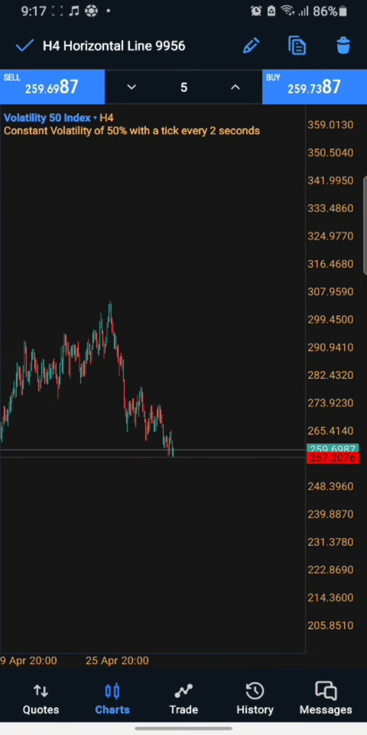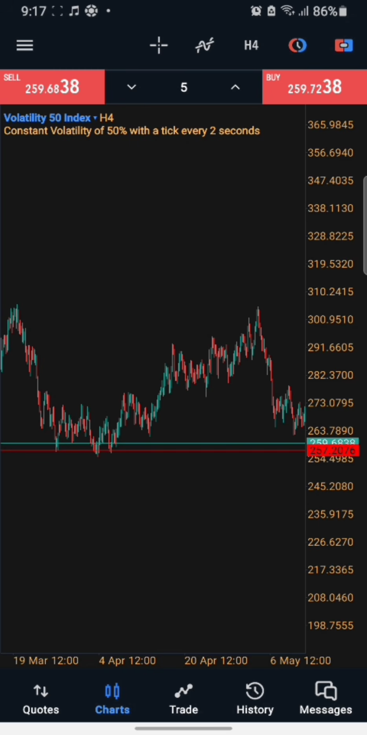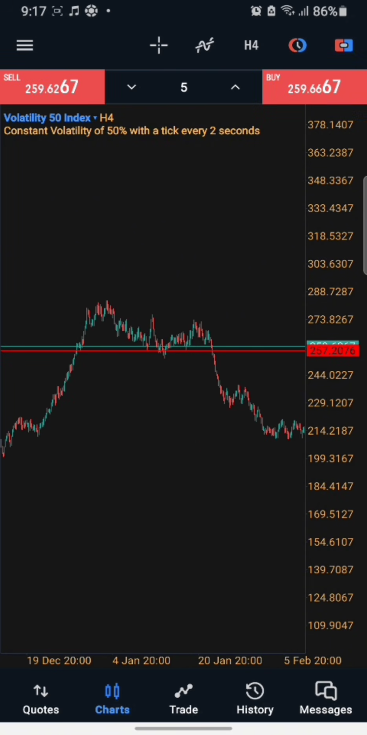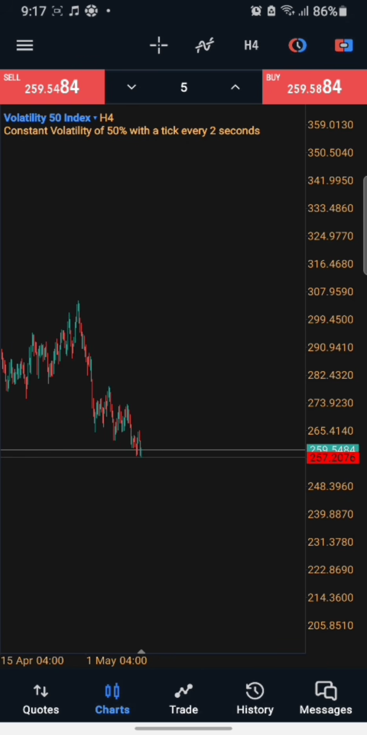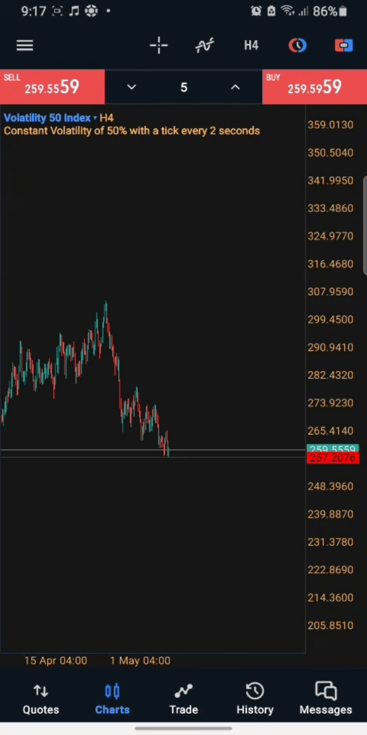The first level is the area of confluence, the support line that I've just put the line over there. This line was respected quite a number of times, as you can see these areas that I'm marking. So these areas are very important because they are areas of confluence.